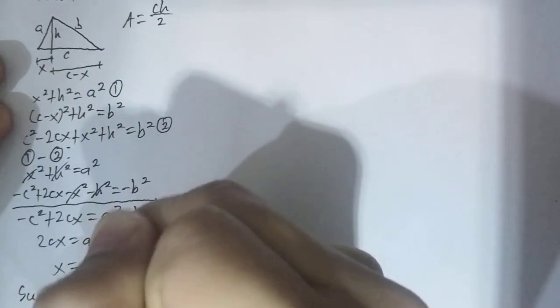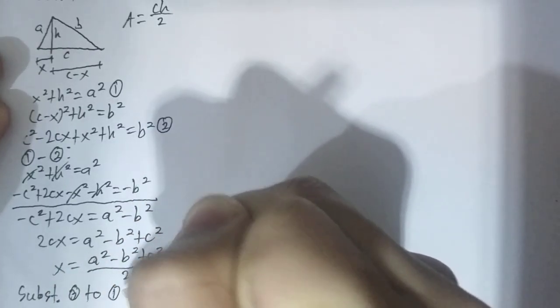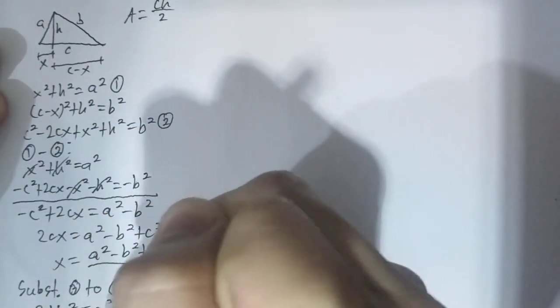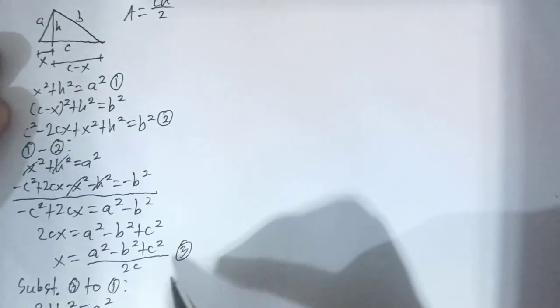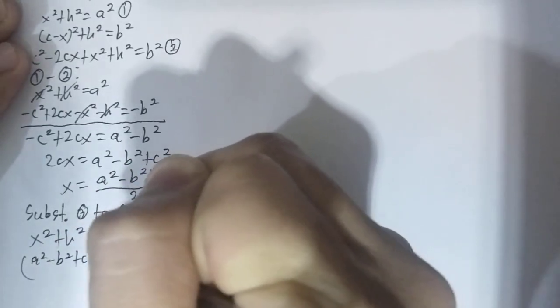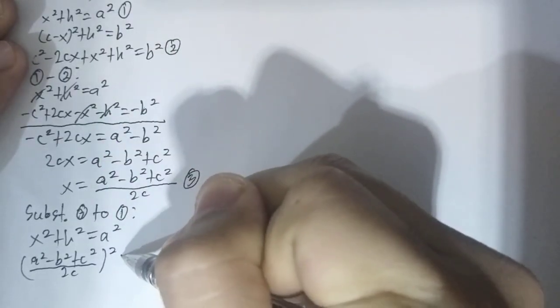Now, what we would do is substitute, right? We would substitute equation 3 into equation 1. So this would give us x squared plus h squared equals a squared. Then, substituting equation 3, the value of x that was derived, we see that this will become the square of (a squared minus b squared plus c squared) all over 2c, plus h squared is equal to a squared.